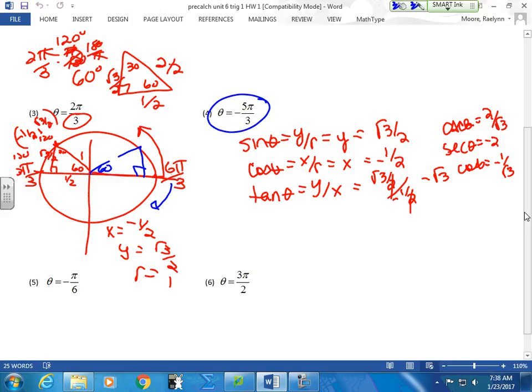So it's the same triangle, isn't it? It's like I took this triangle and just reflected it through all my quadrants. So I label it the same way. 1/2, radical 3 over 2, 1. In this case, both the x and the y are positive. And then all of those answers would be the exact same, but they would be positives. They're the exact same triangle.